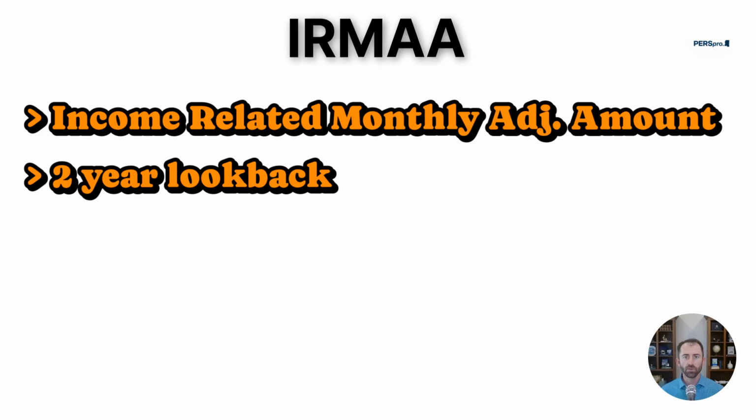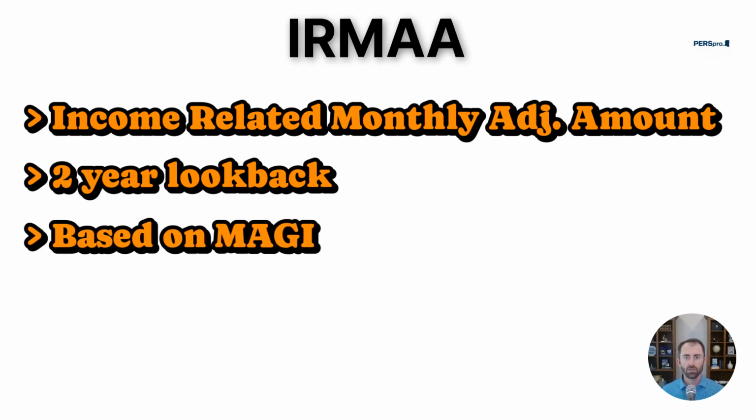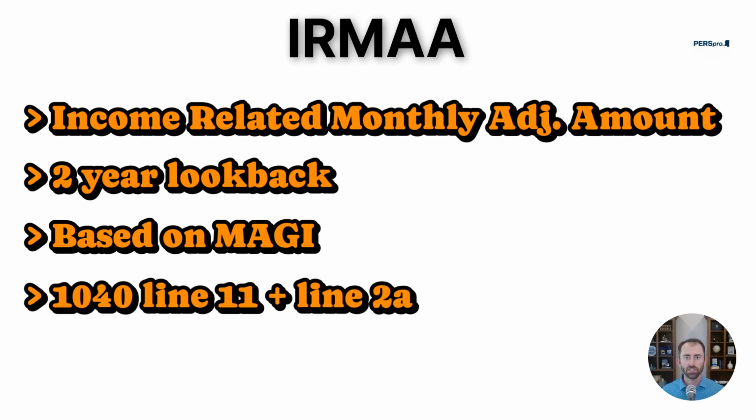So for your 2026 coverage, your premiums are actually dictated by the modified adjusted gross income you reported in 2024. To calculate modified adjusted gross income, you take your adjusted gross income from line 11 from your federal tax form 1040, and to that you add tax-exempt interest from line 2A.